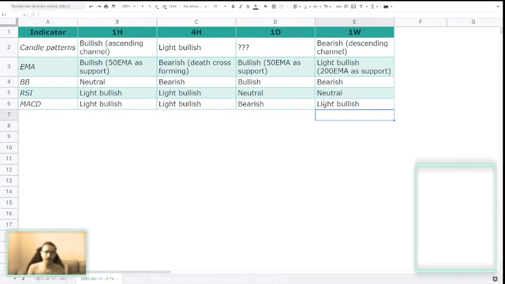Alright, so that's it for today's technical analysis. Just a few closing thoughts here. What we can see here is on the small time frame, I do see a lot of bullish or light bullish trends. And on the longer term, on the weekly, definitely more bearish. On the daily, still more bullish than bearish.